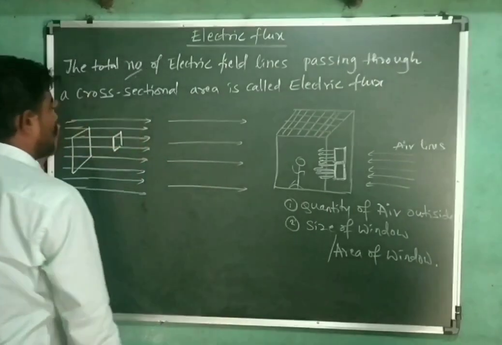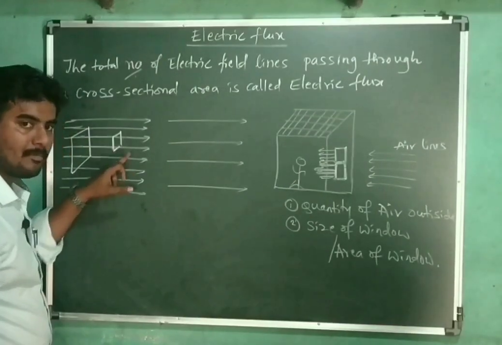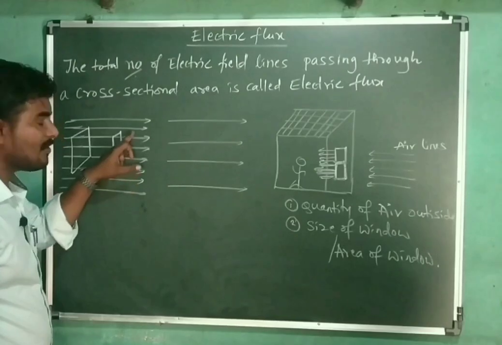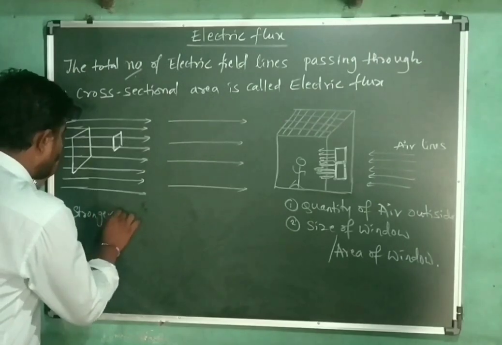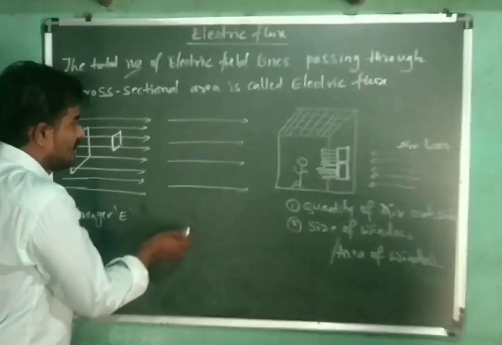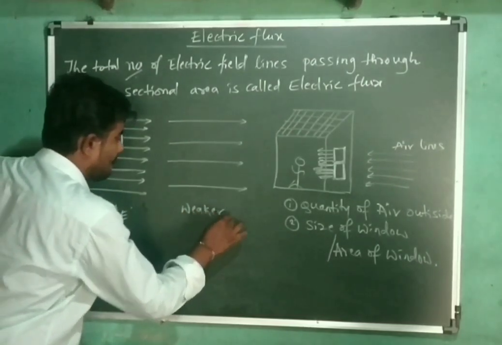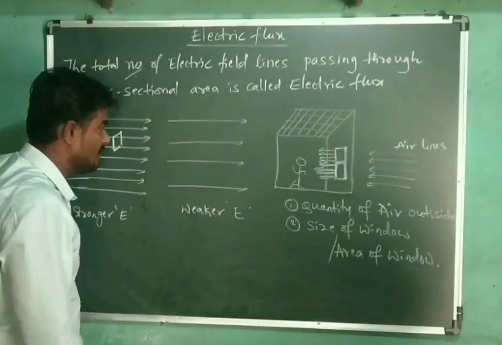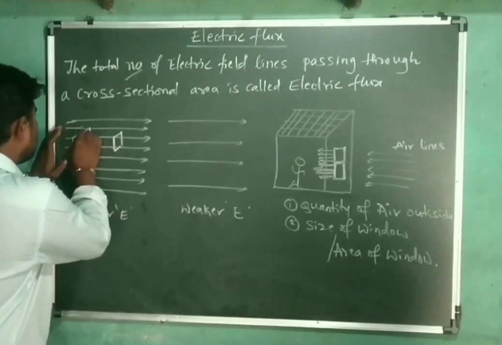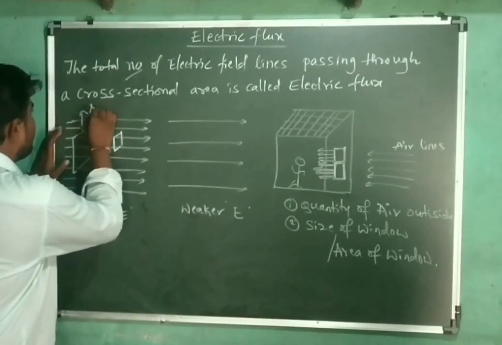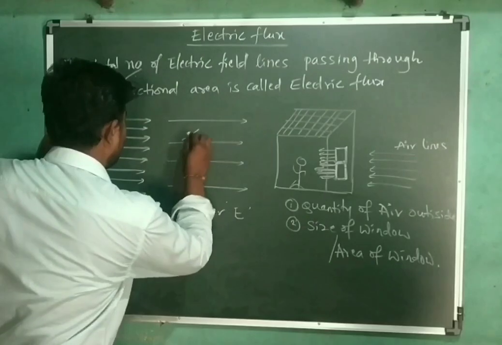See here, as you can observe, here electric field lines are more dense. It means the crowded electric field lines are there, therefore it is stronger electric field. And here the density of field lines is less, therefore we can call it as weaker electric field. Two types of electric fields are there. One is strong electric field, another one is weak electric field. Here I have considered one area. Let us call it as area A. And same amount of area I will consider here. Same amount of area.